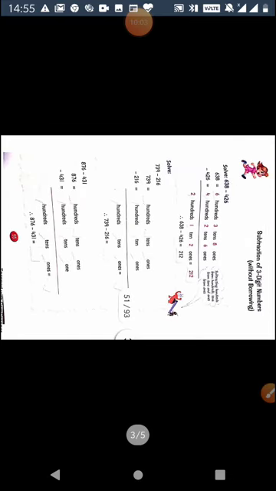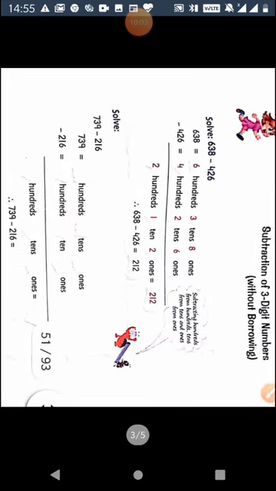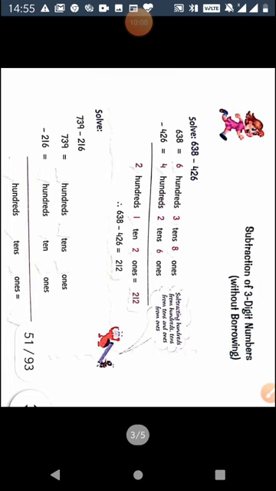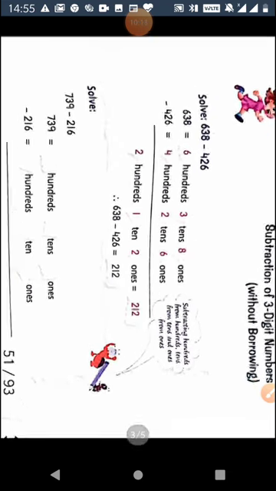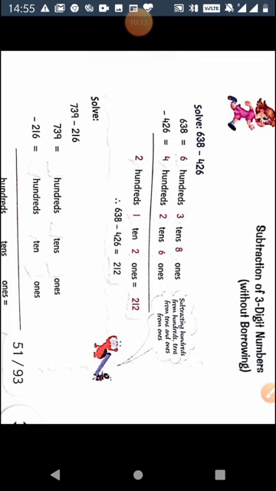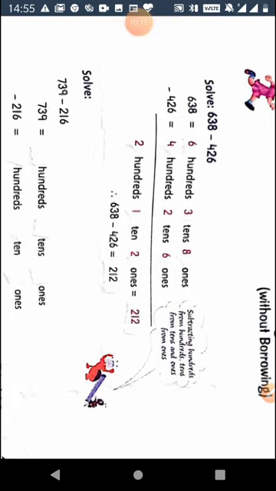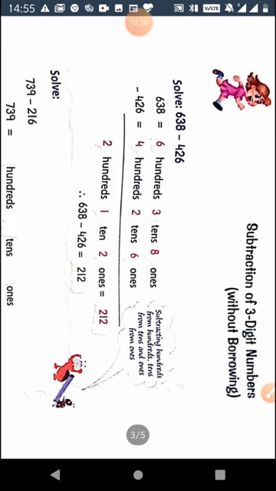Now next is subtraction of 3-digit numbers without borrowing. Without borrowing means without regrouping. Okay. Now see the first example. Without borrowing, that means we are not regrouping. Now the example given is solve 638 minus 426.